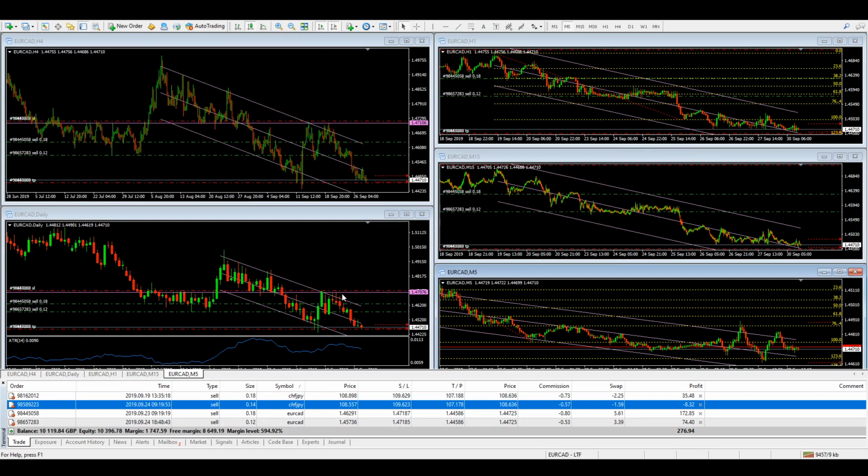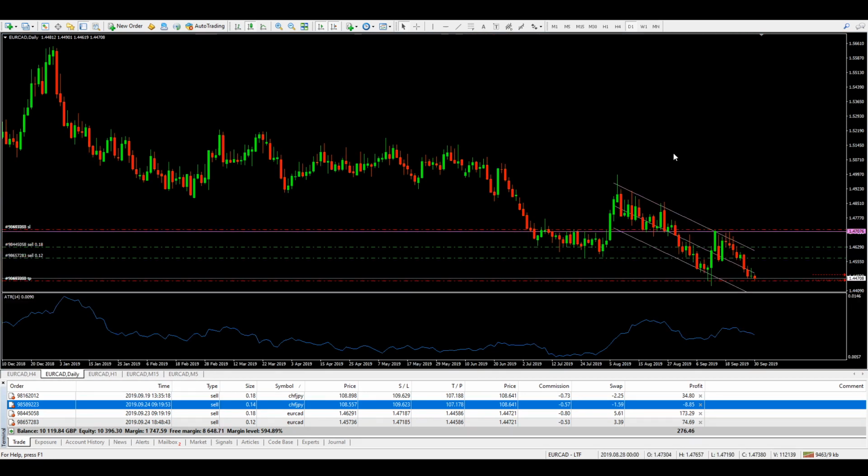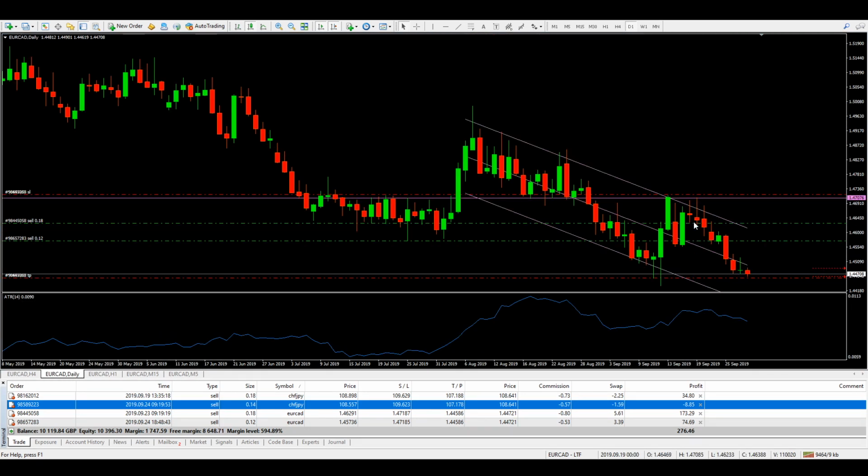So let's have a look at something else. This is the other trade that I'm in. It's nearing take profit. This is the EURAUD. Again, this is a perfect example of the timing that I want to get in on these types of trades. You can see that this was my first entry here. Let's blow this up. This is my first entry here.